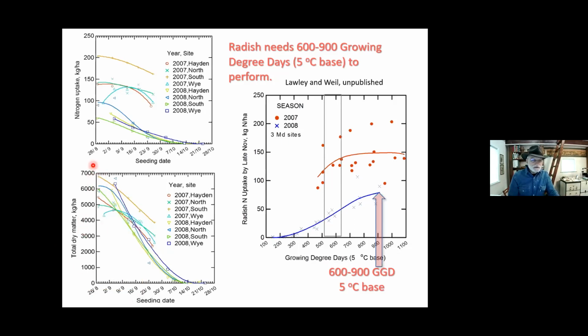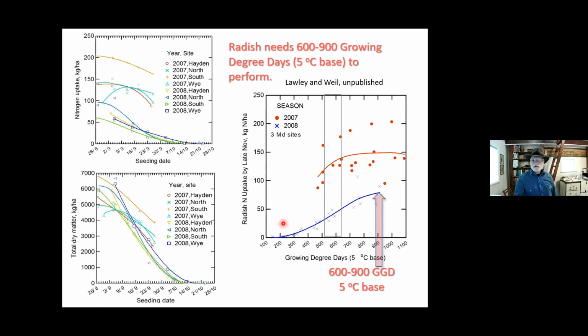This is looking at total dry matter and planting date, so 26th of August all the way through the 28th of October. Basically, once you get into these October planting dates, you never did produce much dry matter, and this was measured late in the fall, in early December. And it drops off quite rapidly.